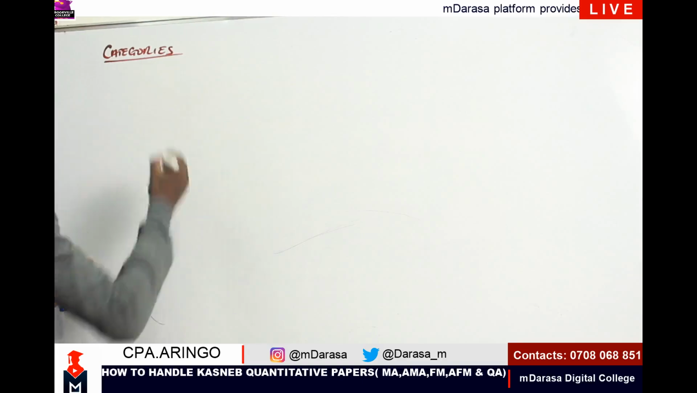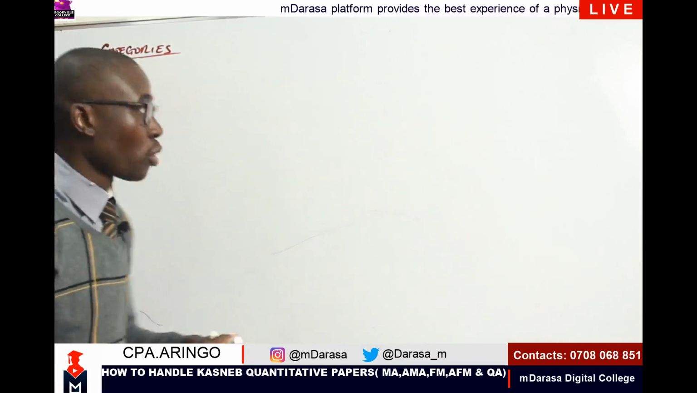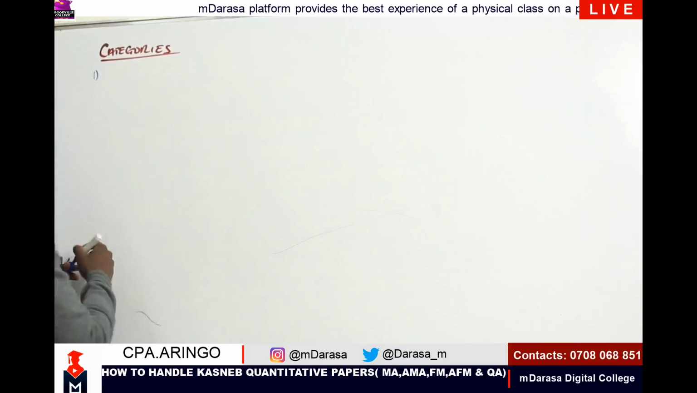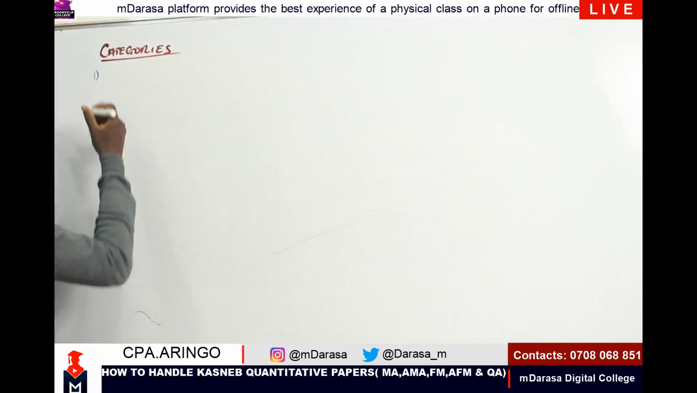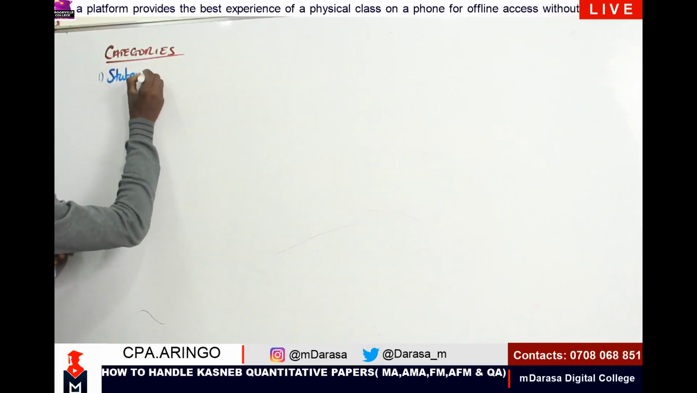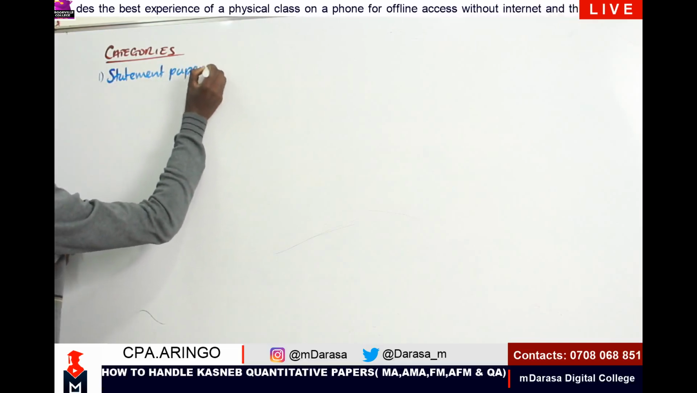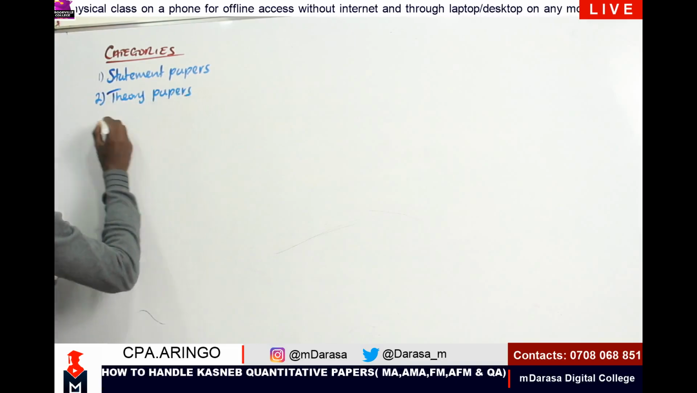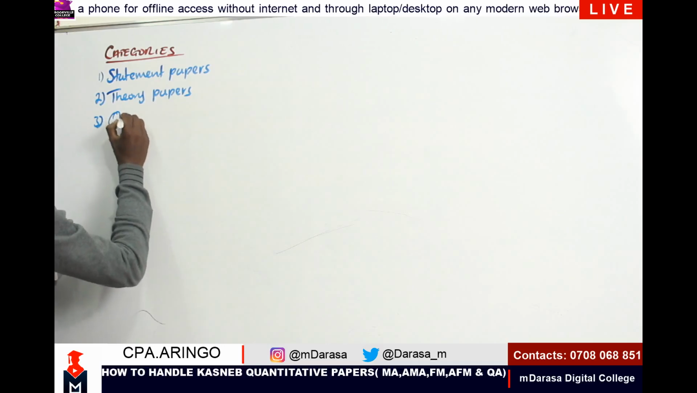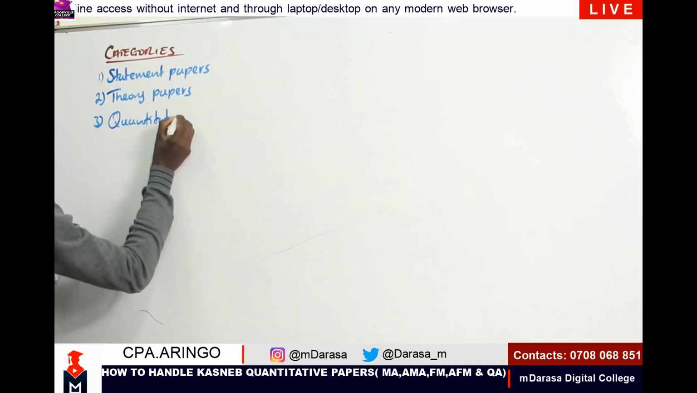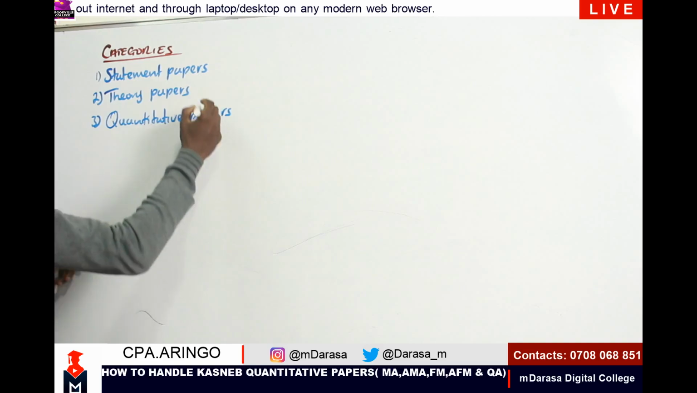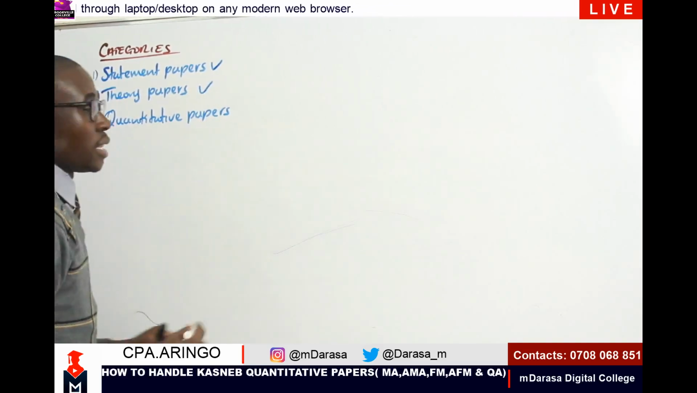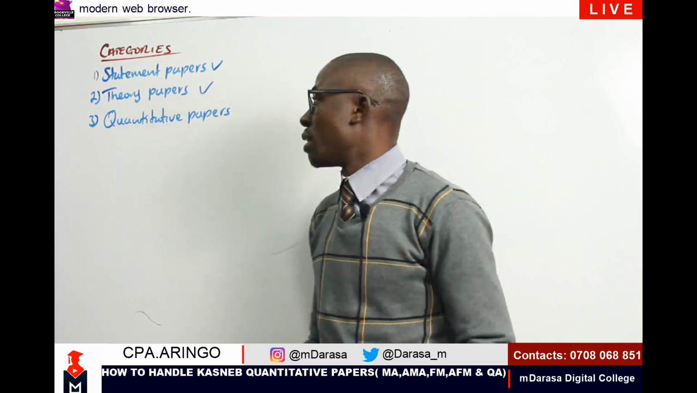CPA papers are categorized, and if you can recall very well, we said that we will be talking of, number one, statement papers. Number two, theory papers. And number three, quantitative papers. So we looked at the theory, and we had also looked at the statement papers and the best and smart strategy that you can apply to handle these papers.